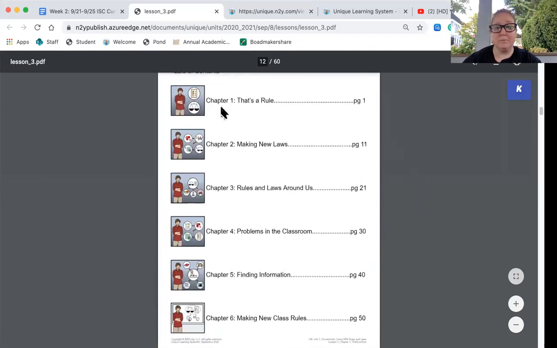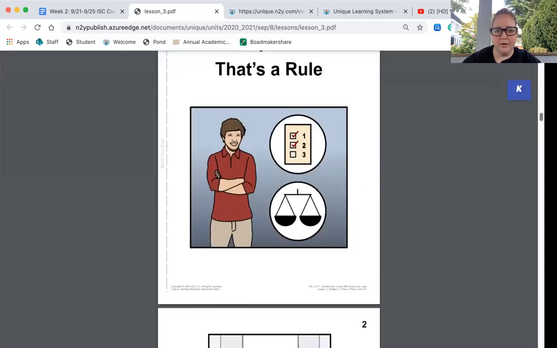All right, so chapter 1, we're going to read first today. That's a rule. Chapter 2 will be making new laws. Chapter 3, rules and laws around us. Chapter 4, problems in the classroom. Chapter 5, finding information. And Chapter 6, making new class rules. Here we go, Chapter 1.